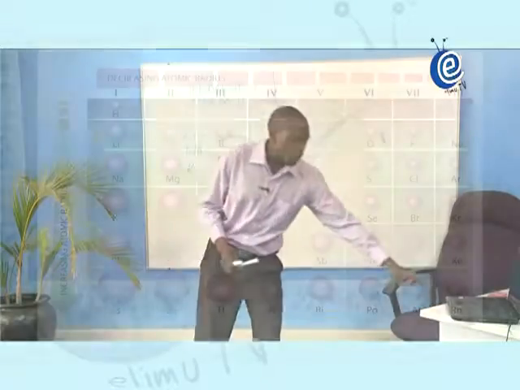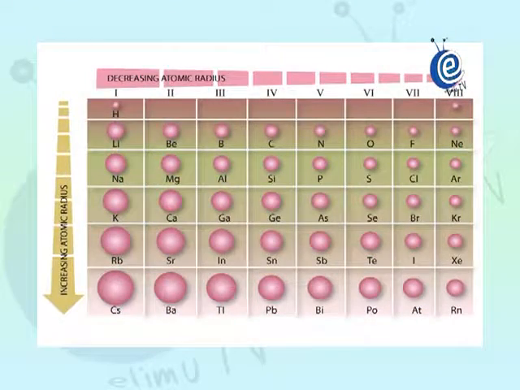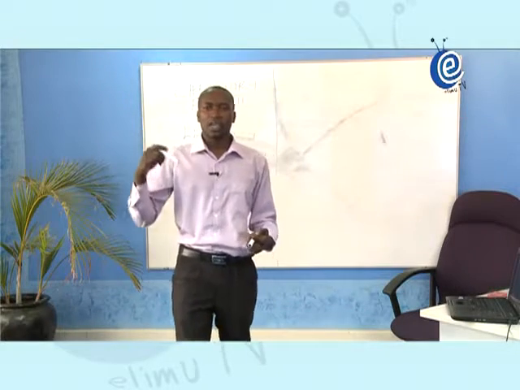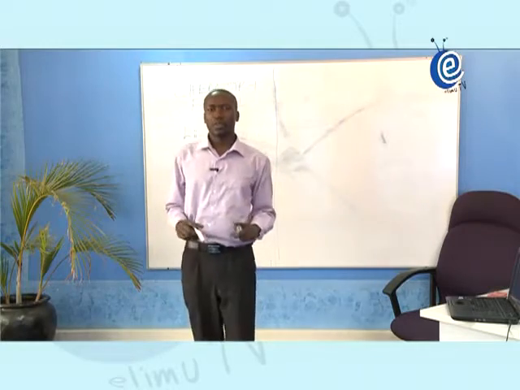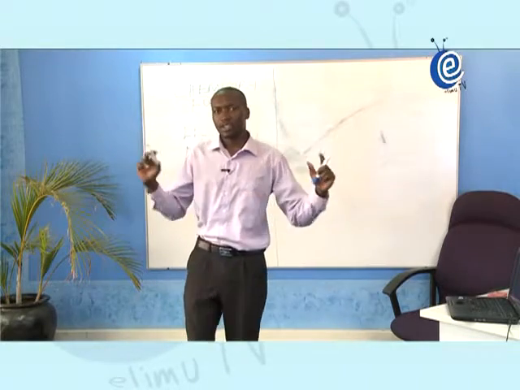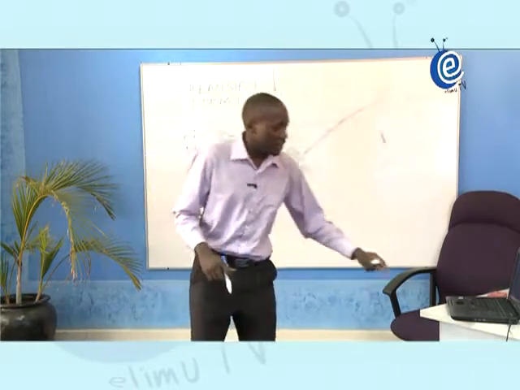So moving on, we have some models showing on your screen how the atomic radii increases down the group. You can see that hydrogen is smaller, lithium is bigger, sodium is bigger than lithium, potassium is bigger than sodium, and so on and so forth. So the atomic radii increases down the group according to the model you're seeing on your screen now.